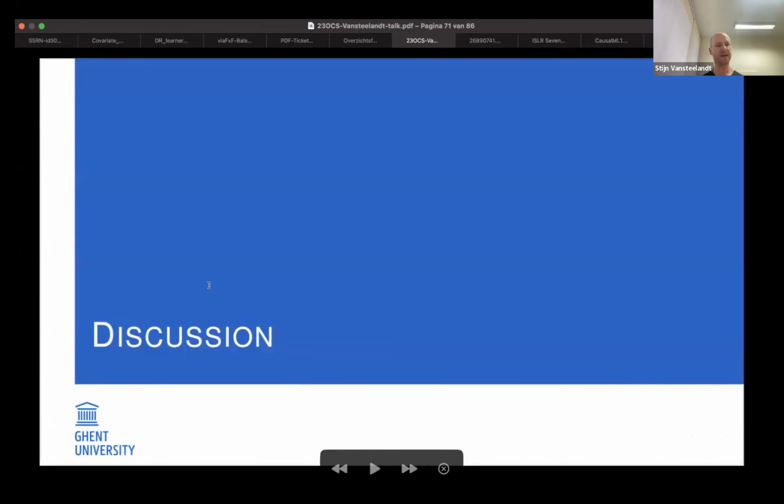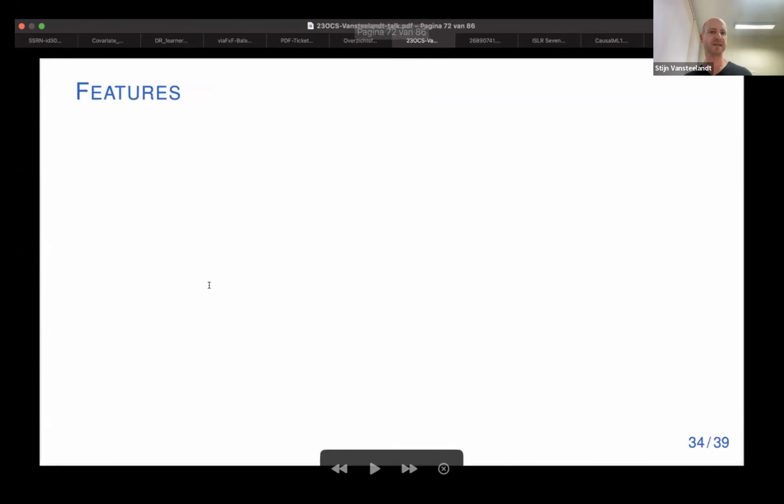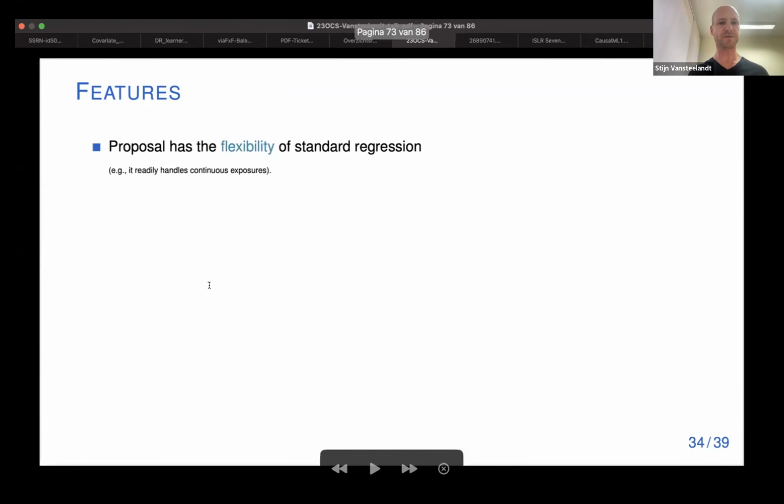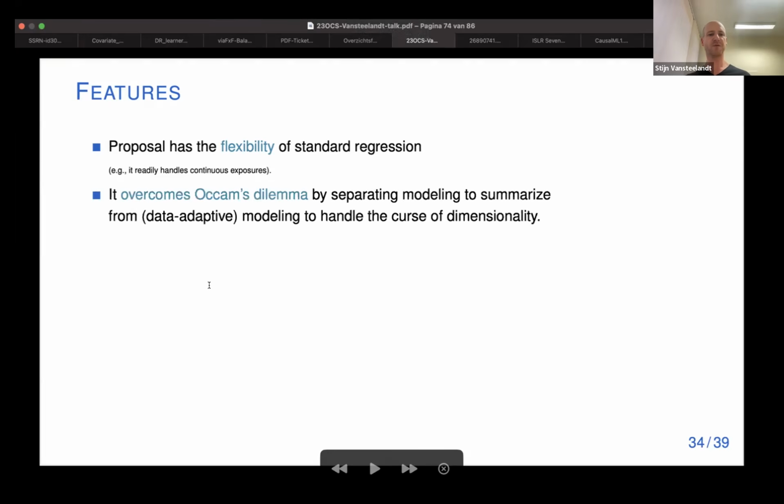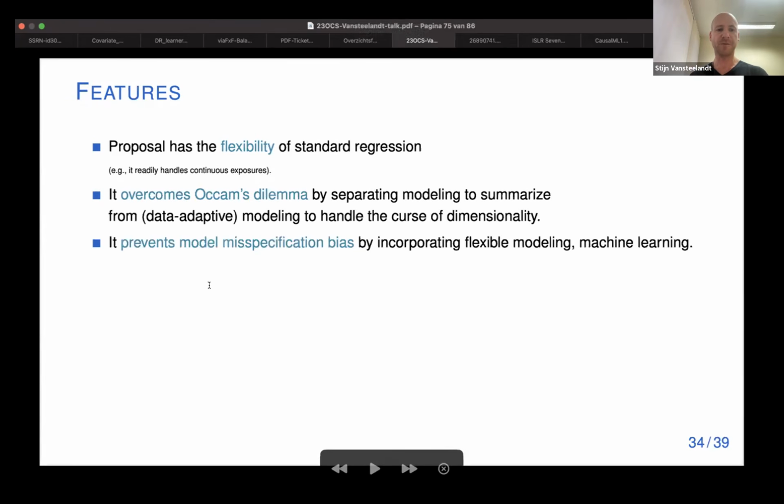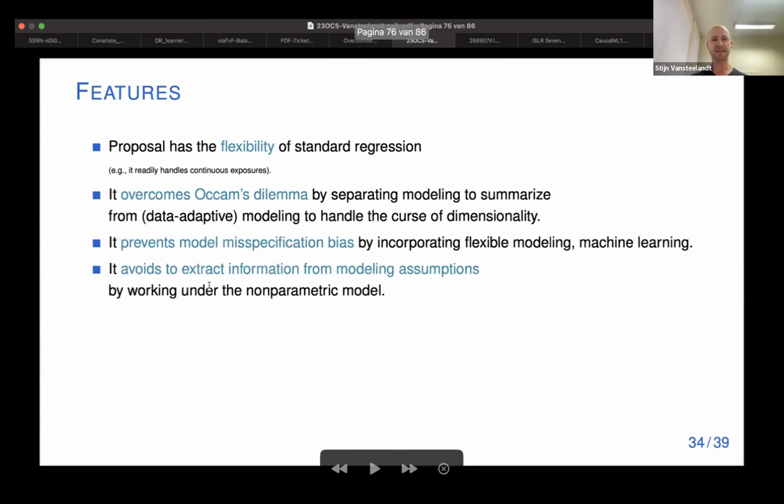All right, so let me end with a brief discussion that lists the features of this proposal. We've aimed for this proposal to have the same flexibility as standard regressions. In particular, it can readily handle continuous exposures. It overcomes Occam's dilemma because we have one model only aimed to summarize the patterns in the data, which could be overly simplistic. But the real modeling to handle the curse of dimensionality happens in the background, if you like, via machine learning. And that hopefully prevents model misspecification bias.